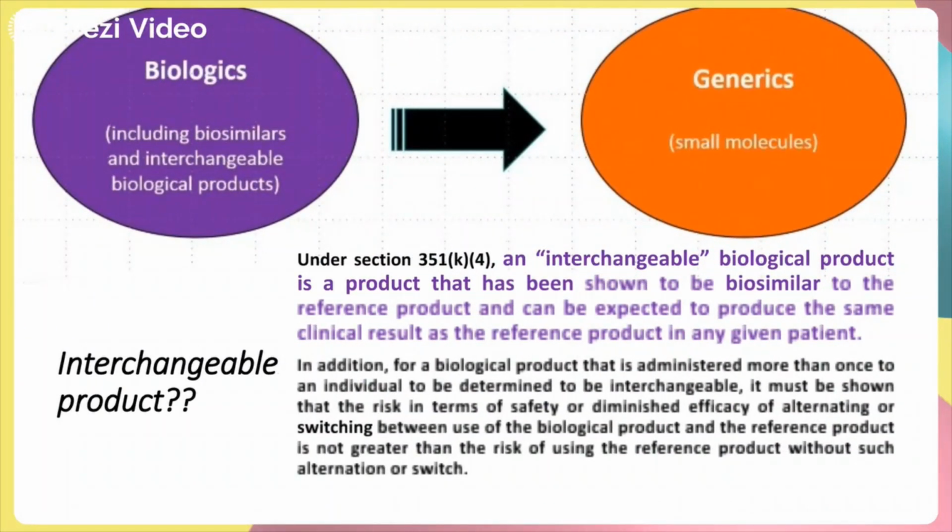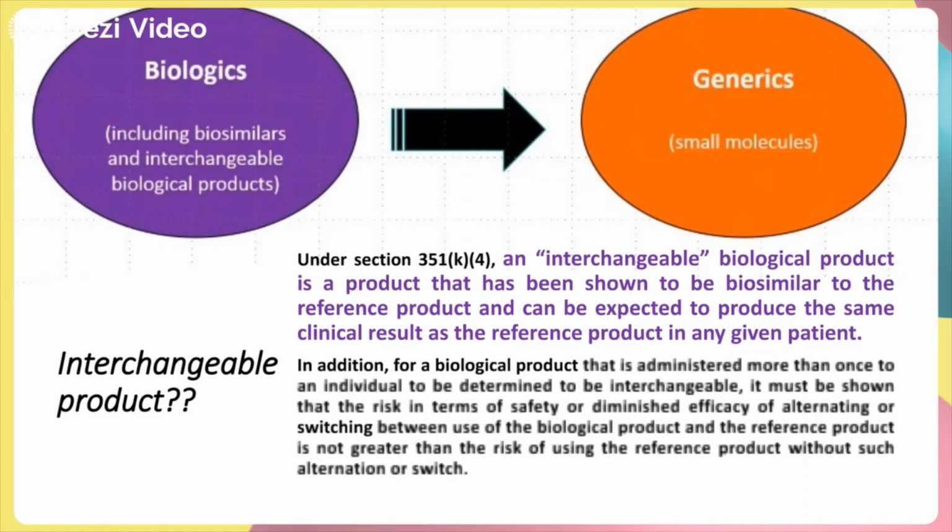Next, talking about the interchangeable product. Now what is this interchangeable product? It refers to a biological product that has been shown to be biosimilar to the reference product and can be expected to produce the same clinical result as the reference product in any given patient. So you can say an interchangeable product is as similar to your reference product and is also therapeutically similar. Therapeutically means the clinical effectiveness is the same for both products.